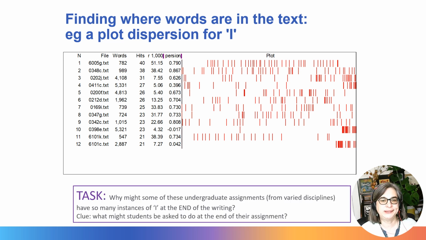So why might this be the case? And this occurs more broadly than just in these Chinese undergraduate students in engineering. It occurs in writing by people with English as their first language and across a number of disciplines. Think about what students are asked to do at the end of their writing. And to answer this question, you might need to drill down and read some of the texts to find out what's going on. So here it brings in the discourse analysis.